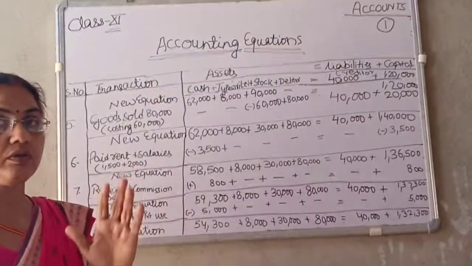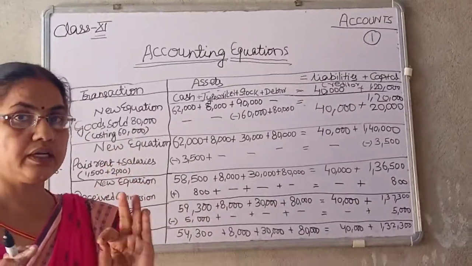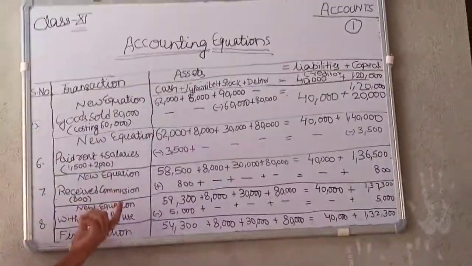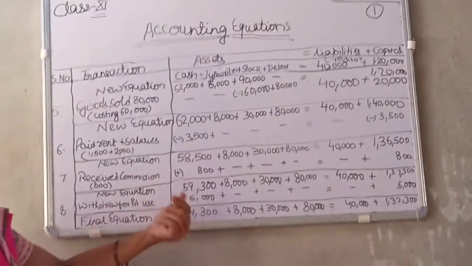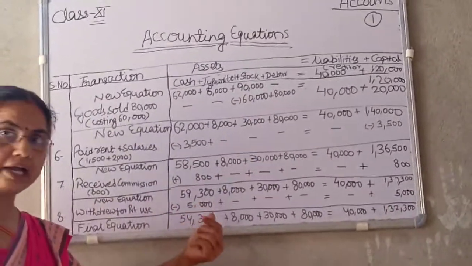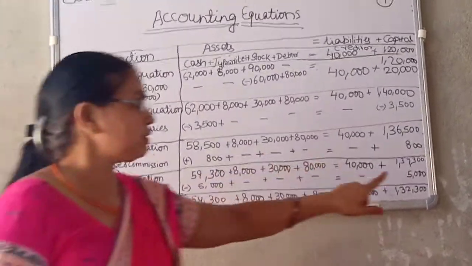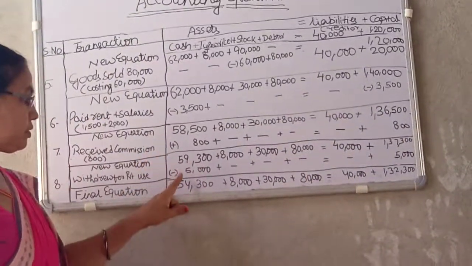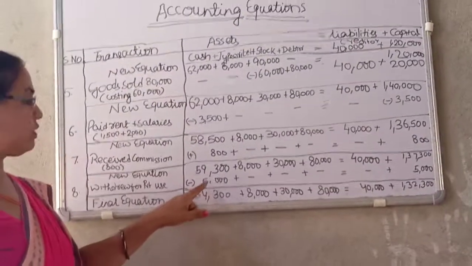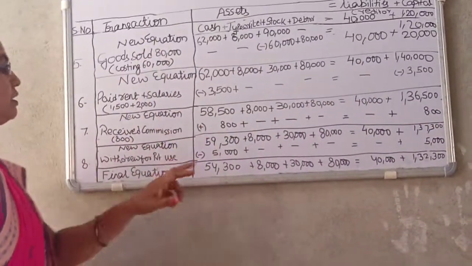Now the last transaction in the question is withdrew for private use 5,000 in cash. Remember, we are withdrawing for personal use, that is also treated like an expense. So we will show this as an expense, and it will be deducted from the cash. That means it is going to deduct the cash as well as the capital. So we will deduct 5,000 from cash, and from the capital 5,000 will be deducted.